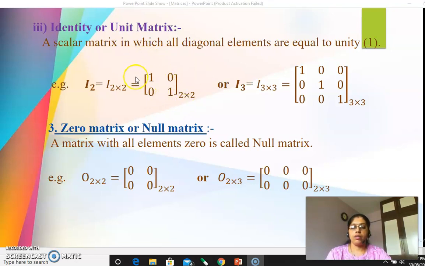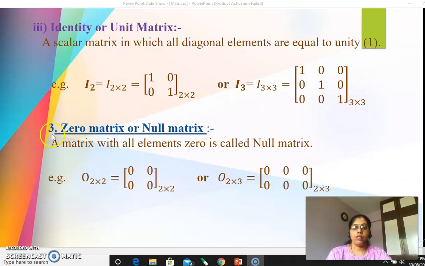Now remember that the unit matrix or identity matrix is always denoted by capital I. So if it's a matrix of order 2 by 2, you can denote it by I2. If it's a matrix of order 3 by 3, you can denote it by I3.